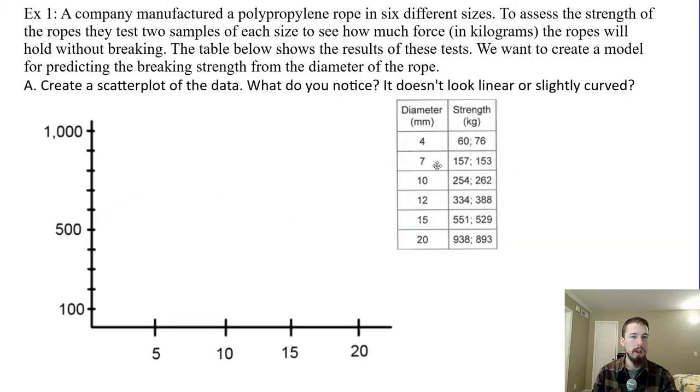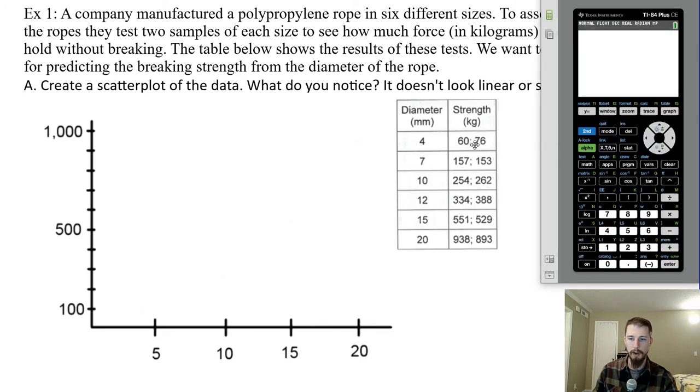All right, so a company manufactures polypropylene rope in 6 different sizes or diameters. To assess the strength of the ropes, they test 2 samples of each size to see how much force in kilos the ropes will withstand without breaking. The table below shows the results for these tests. We want to create a model for predicting the breaking strength from the diameter of the rope. Create a scatter plot of the data, and what do you notice? Does it look linear or slightly curved?